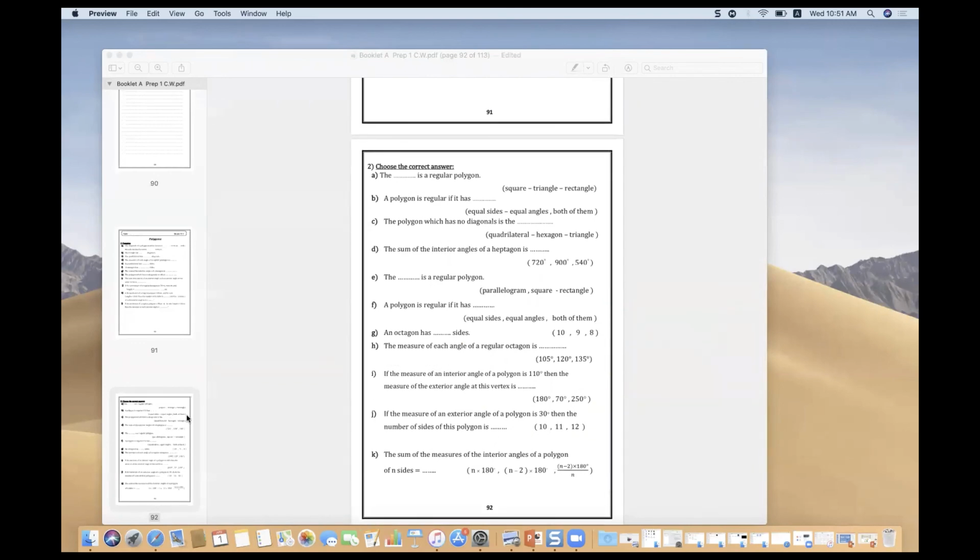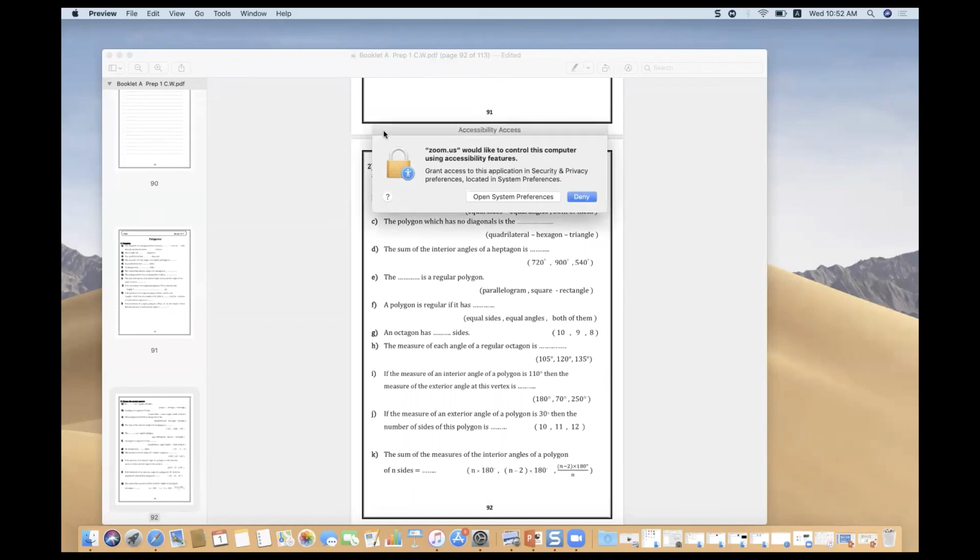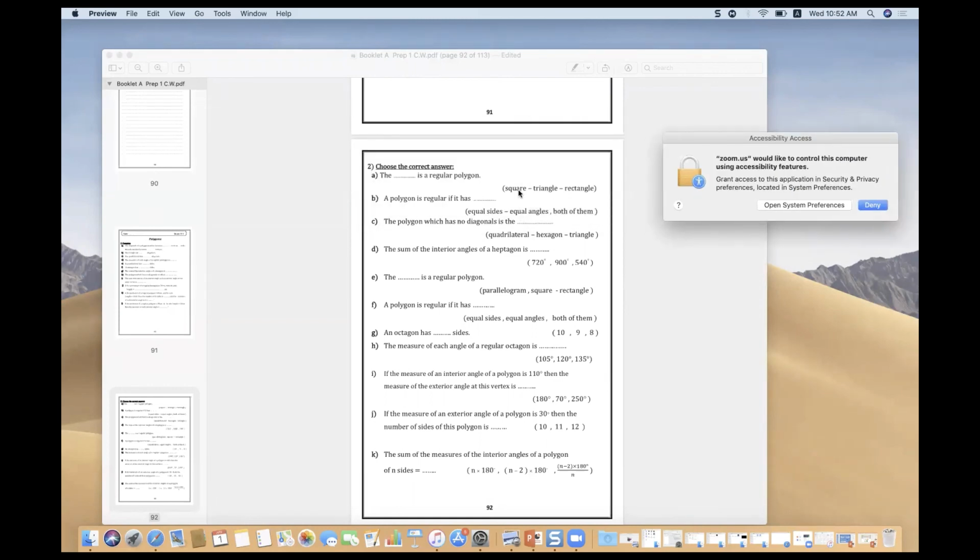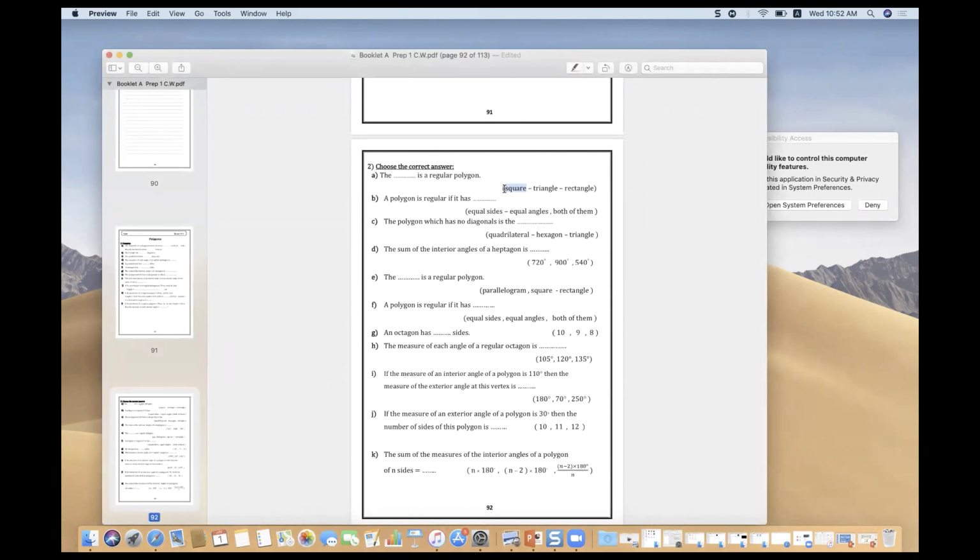Which one is a regular polygon: a square, a triangle, or a rectangle? The square. Why? Because it has equal sides and equal angles. Both of them.